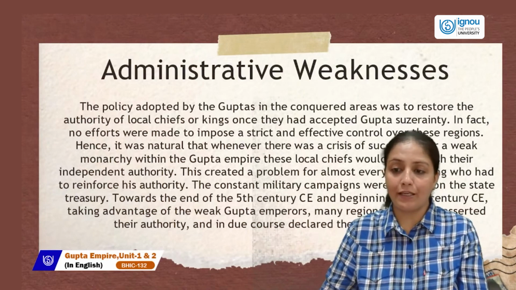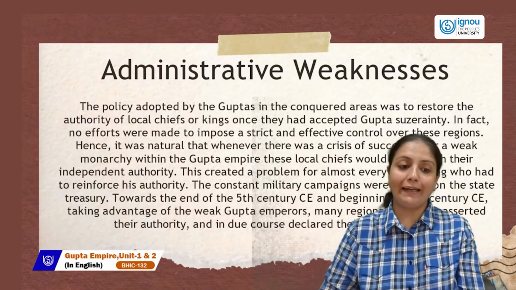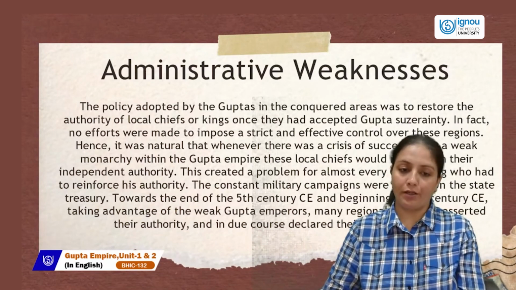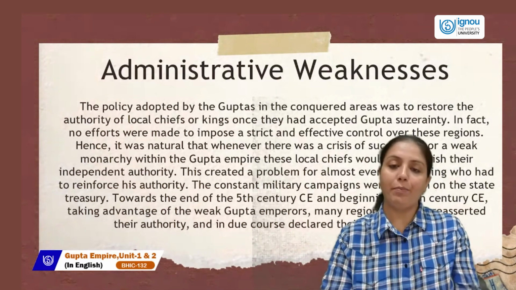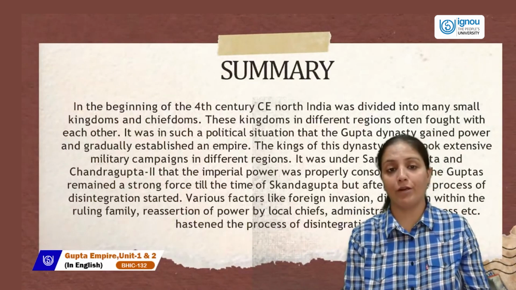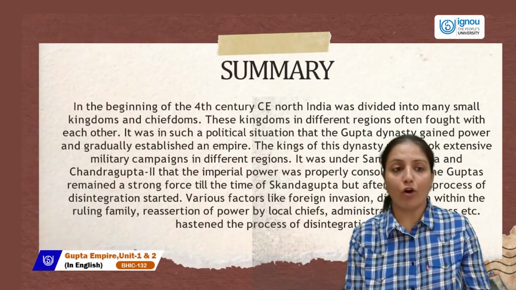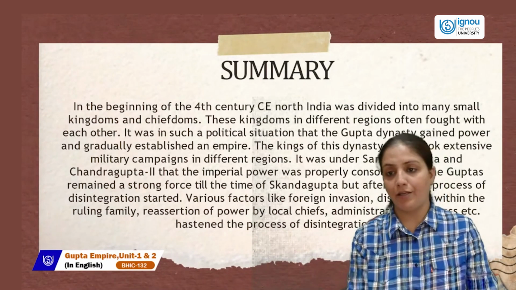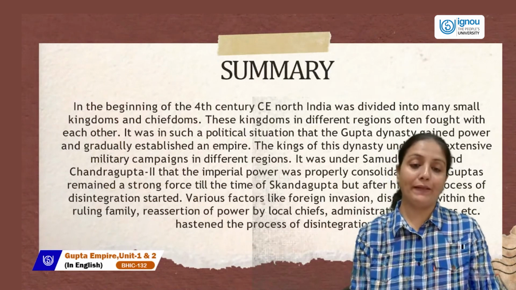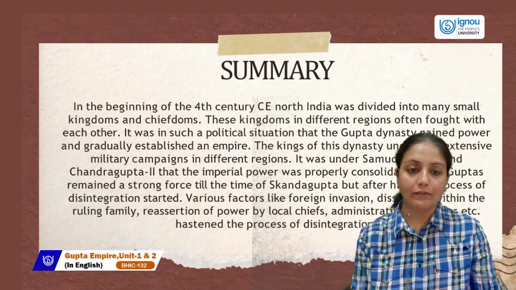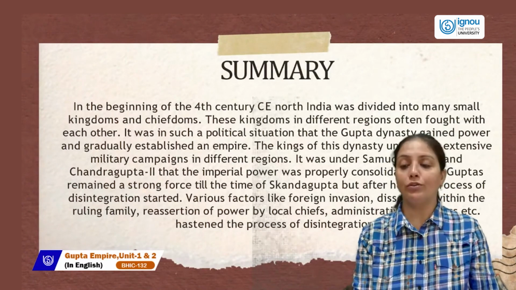Towards the end of the 5th century CE and the beginning of the 6th century CE, taking advantage of weak Gupta emperors, many regional powers reasserted their authority and in due course declared their independence. In the beginning of the 4th century CE, North India was divided into many small kingdoms and chiefdoms. These kingdoms often fought with each other. It was in such a political situation that the Gupta dynasty undertook extensive military campaigns in different regions. It was under Samudragupta and Chandragupta II that imperial power was properly consolidated.